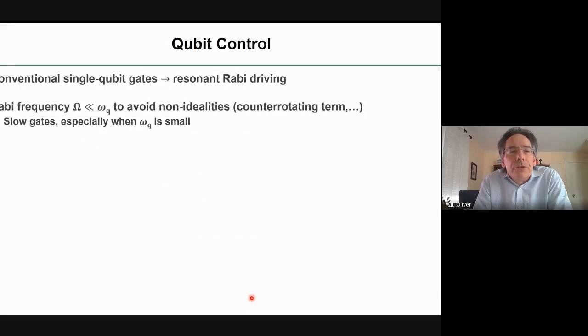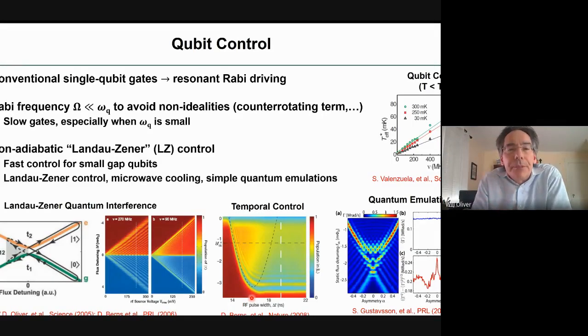Okay, so qubit control. Conventionally, we all know we do Rabi driving basically to do single qubit operations, generally at least X and Y. And one requirement is that the Rabi frequency be much smaller than the transition frequency to avoid non-idealities, like the counter-rotating term. So this means that if you have a small qubit frequency, then the gates have to be slow, okay? And that's going to fight up against coherence times. So one solution to that is non-adiabatic Landau-Zener control, which enables you to do fast control for small gap qubits.